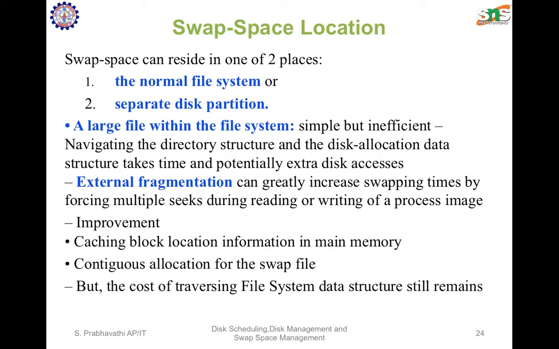So I think you will be aware of external fragmentation and internal fragmentation, which we have discussed in our earlier topic. Okay, so to overcome this disadvantage, or to improve swap space management in file system, we can store that search location in the cache memory. So even then also, traversing that location takes time. Okay, so that is a little inefficient under normal file system when we implement the swap space.